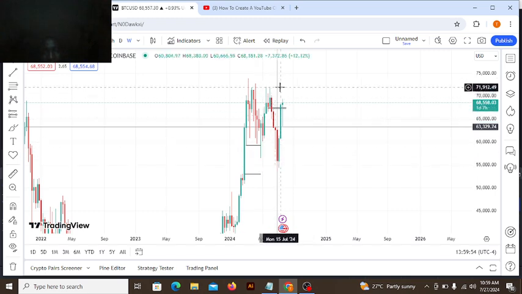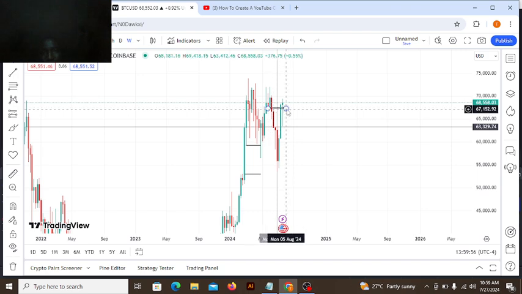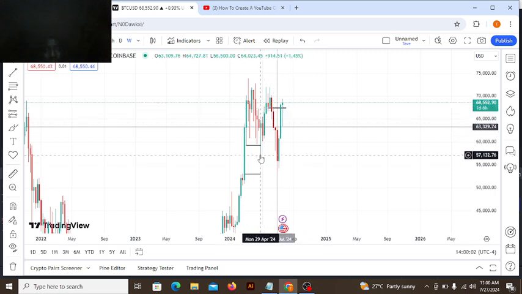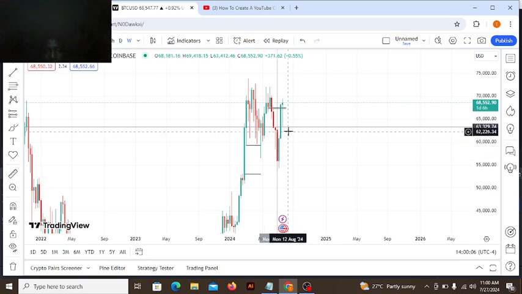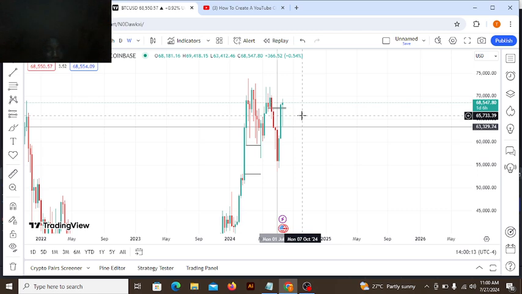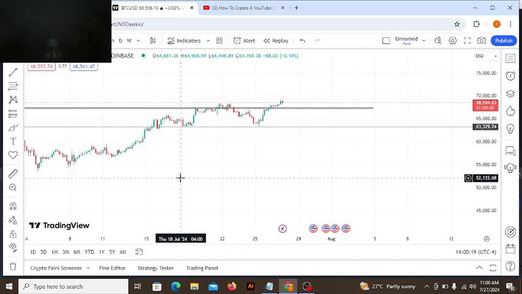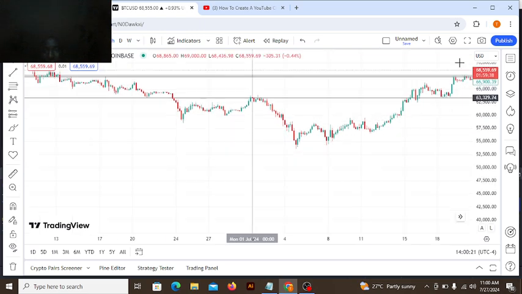So this is it. Now we are able to get our draw on liquidity here. This is what we do. We did 1, 2, 3, then we have our draw on liquidity here. You understand? You have to pay more attention and be very observant. So this is just how it is.